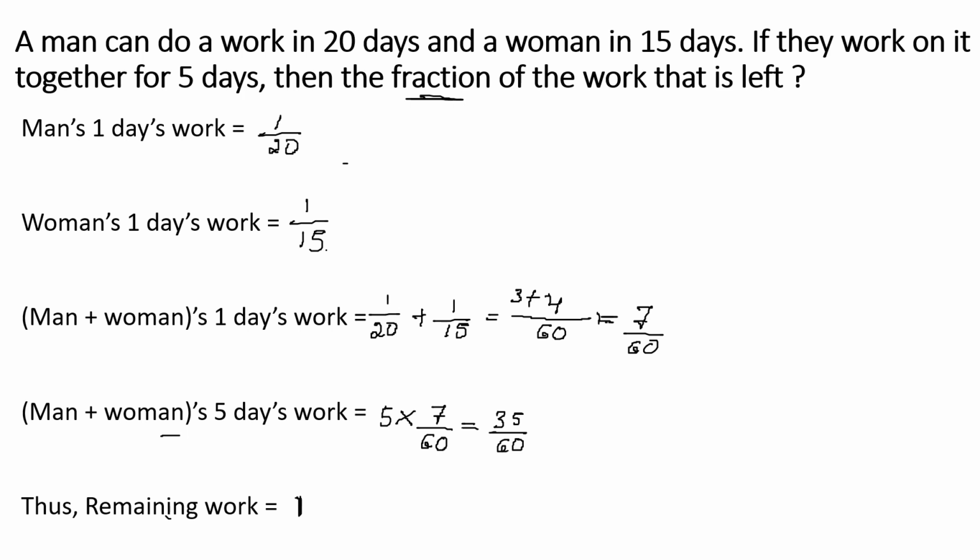So this is the total work to be completed. In 5 days they will finish 35/60 of the work. So remaining will be (60 minus 35)/60. 60 minus 35 is 25, so 25/60, and you can write 5/12. So this much work is pending. Since the answer is asked in terms of fraction, you can keep it as it is. So 5/12 is the answer.